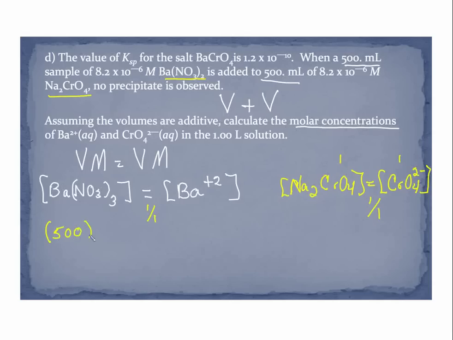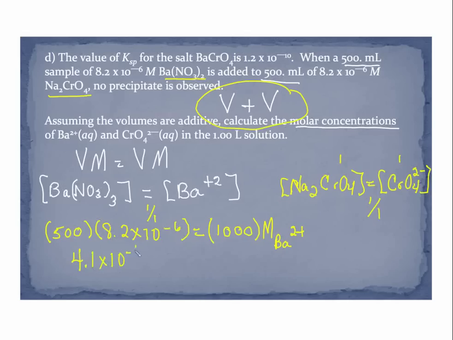So I have my initial volume is 500 milliliters. My initial molarity of this is 8.2 times 10 to the minus 6th. And my new volume is a liter. We took a volume plus a volume, got a voom voom, times my new molarity of barium ion. And if you do that dilution, it's basically cutting that in half, we'd get 4.1 times 10 to the minus 6th molar is equal to my concentration of barium ion.